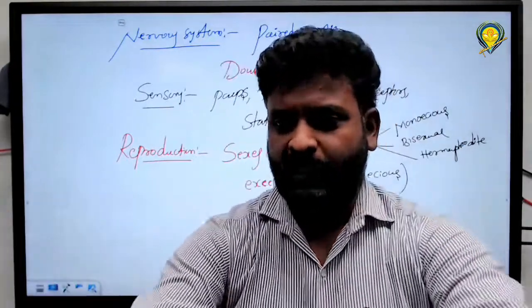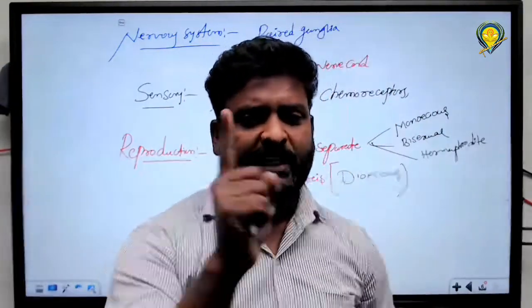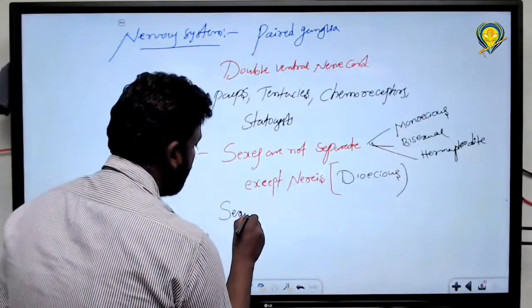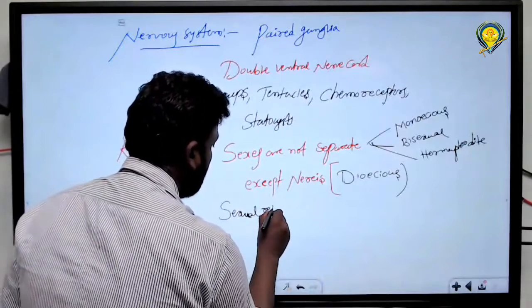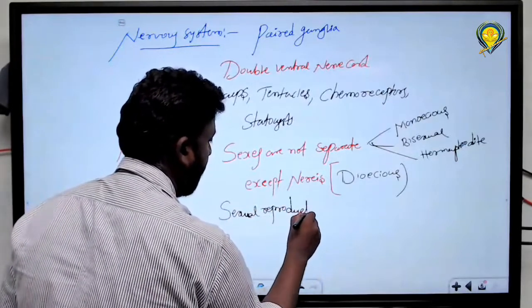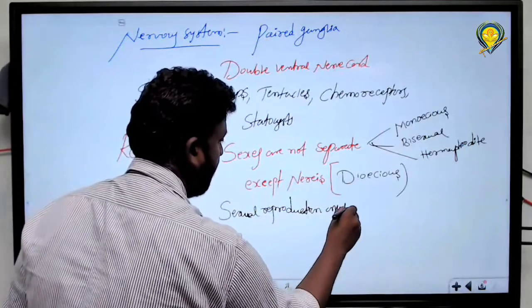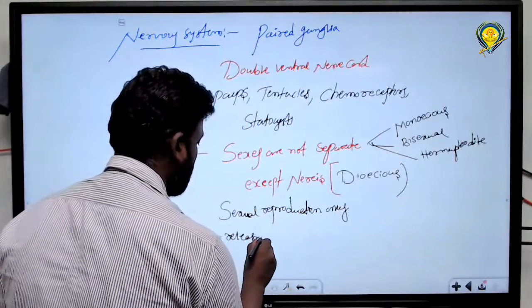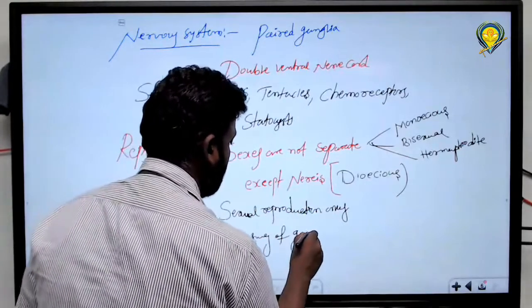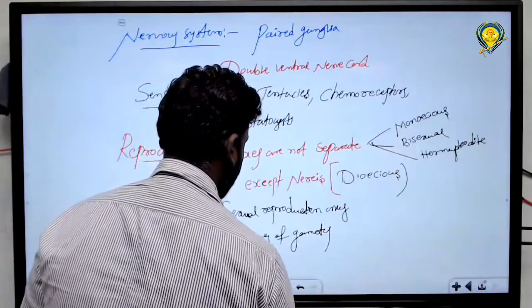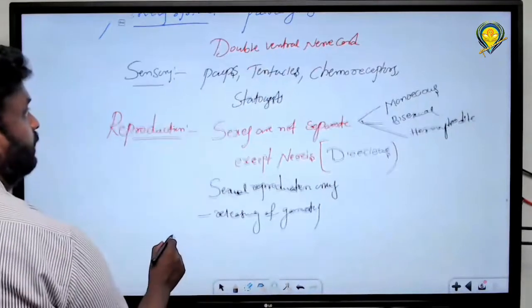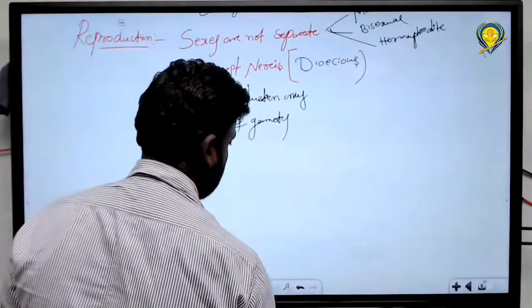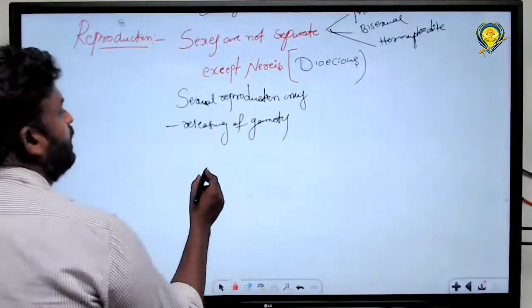Next one. Reproduction takes place through only sexual, or asexual, or both? Only sexual reproduction takes place. Please write it. Sexual reproduction only, meaning by the releasing of gametes. Right. Next one.